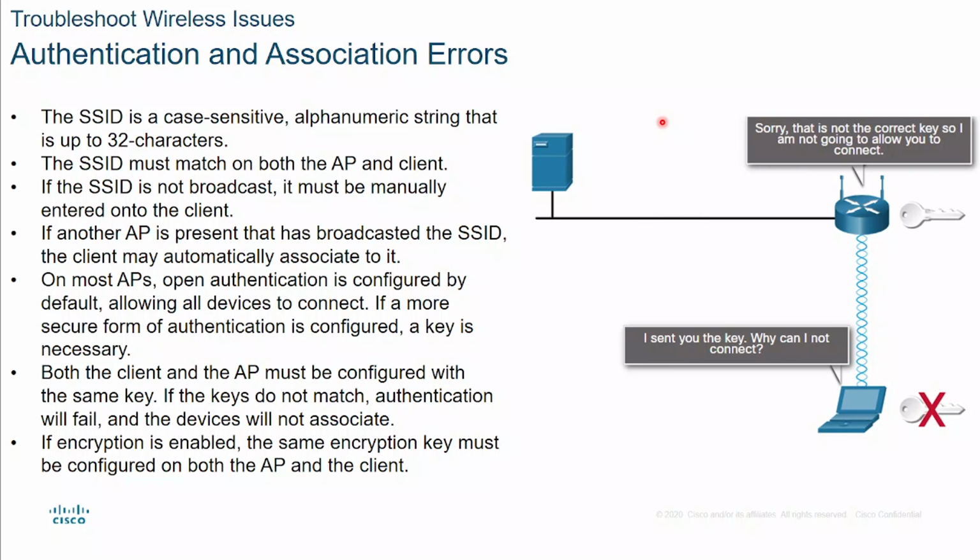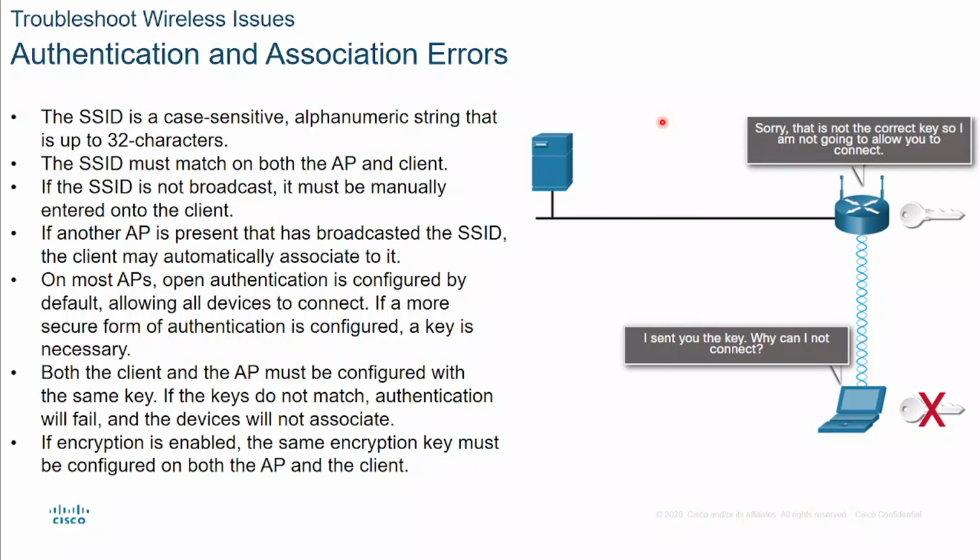If another access point is present that has broadcast the same SSID, the client may automatically associate to it. On most access points, open authentication is configured by default, allowing all devices to connect. If a more secure form of authentication is configured, a key is necessary. Both the client and the access point must be configured with the same key. If the key does not match, authentication will fail and the devices will not associate.